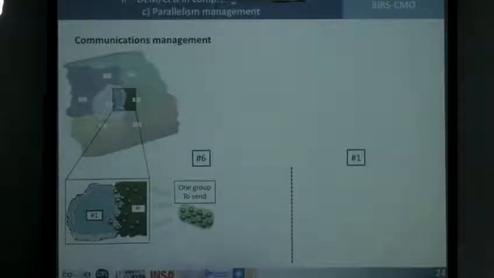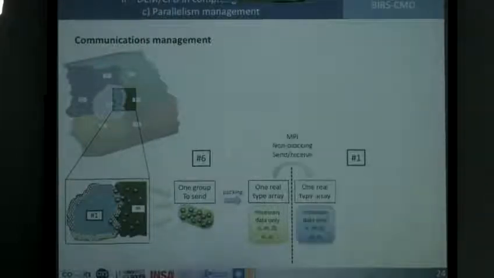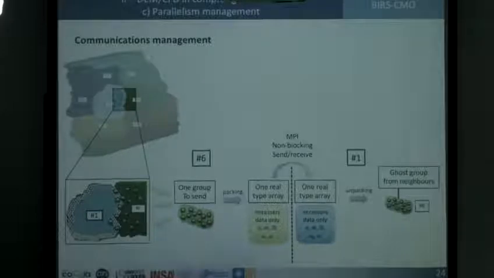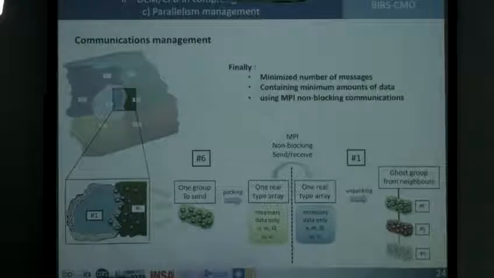So what processor 6 does is that it groups all these particles, and then it packs only the necessary data useful to compute the contact force in one unique real type array, which is exchanged in a non-blocking fashion to processor 1, and then processor 1 just has to unpack it to create its own ghost groups, and then it does exactly the same for all of its neighbors. And so finally, we could really reduce the number of messages, their sizes, and minimize the blocking that can occur.